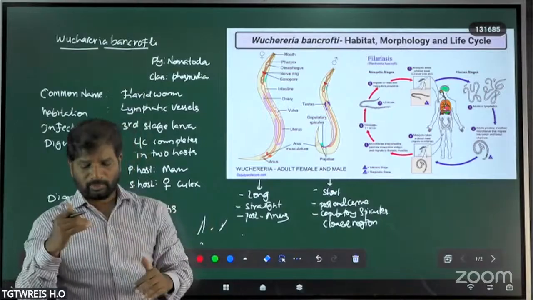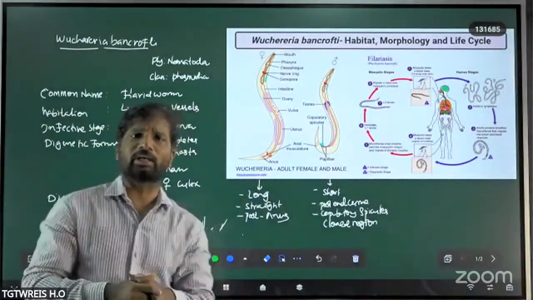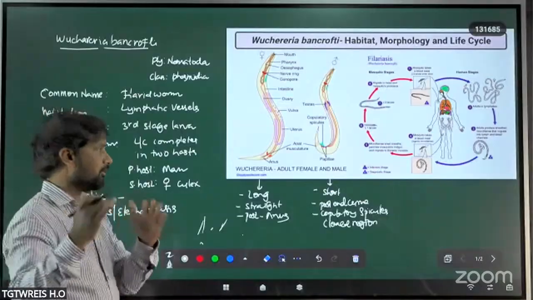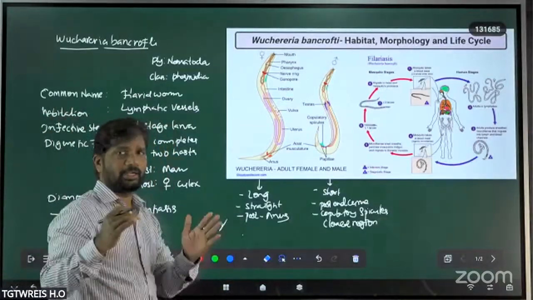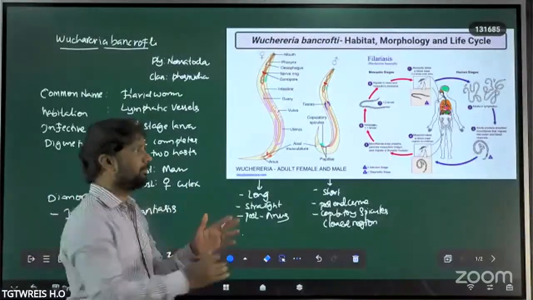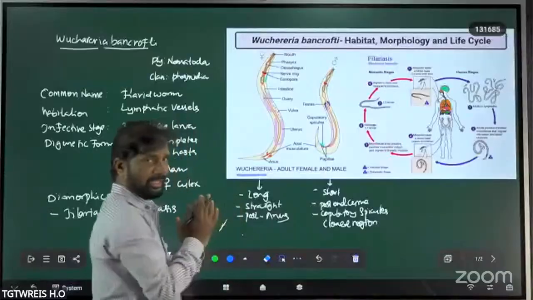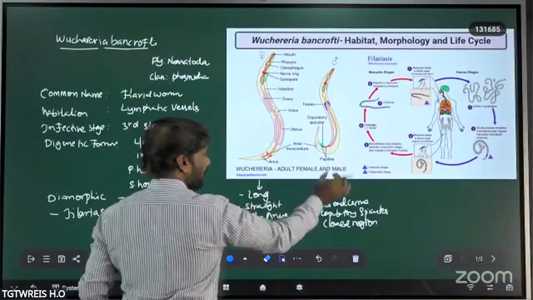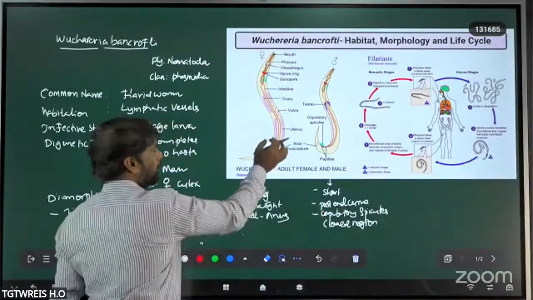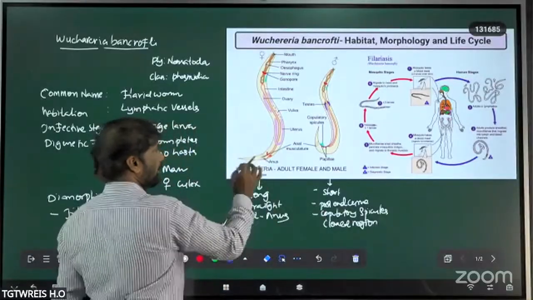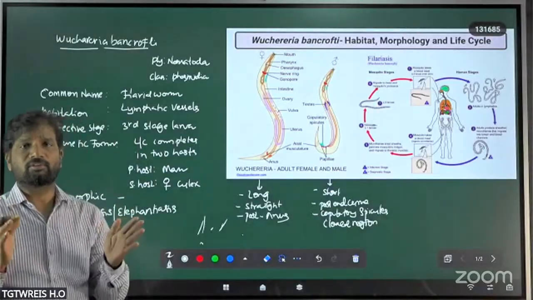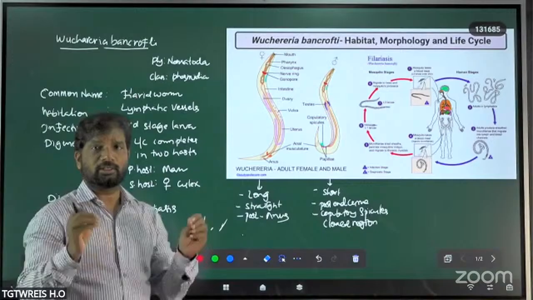So this phenomenon is known as sexual dimorphism. Okay, sexual dimorphism means we identify the sex of the organisms by the external characters. So by these characters we can say that it is a male Wuchereria bancrofti, and by these characters we can say that it is the female Wuchereria bancrofti. So this is the structure of adult forms.